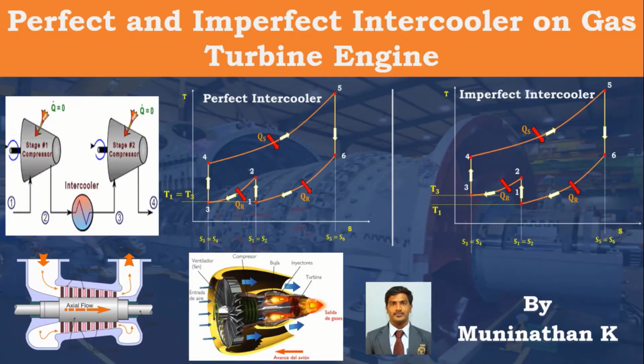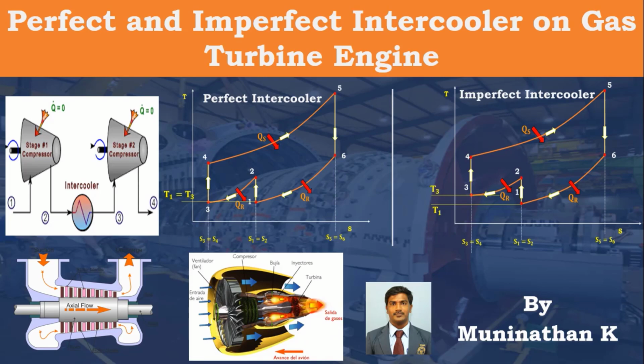Today's topic is about perfect and imperfect intercooler on gas turbine engine. We know that intercooler is a device which is placed between two compressors. The purpose of intercooler is to reduce the temperature of air so that the work given to the compressor will reduce. Here we can go for either air cooling or liquid cooling. It depends upon application.